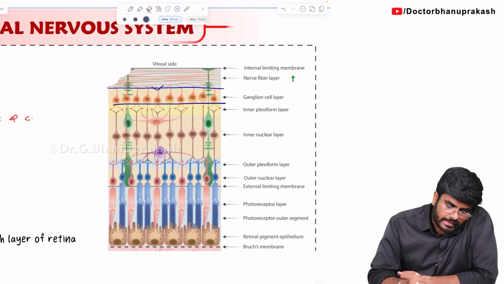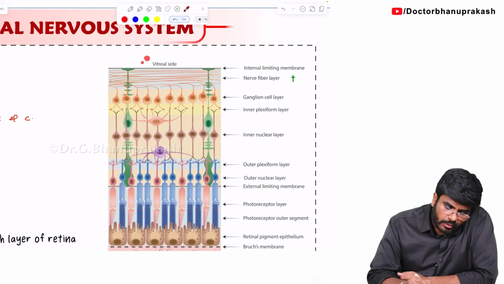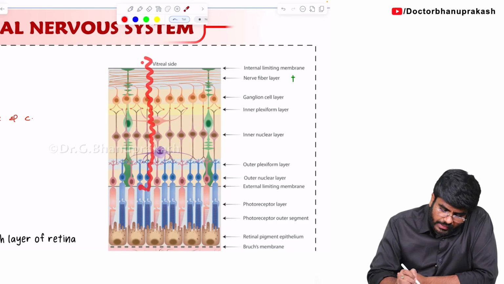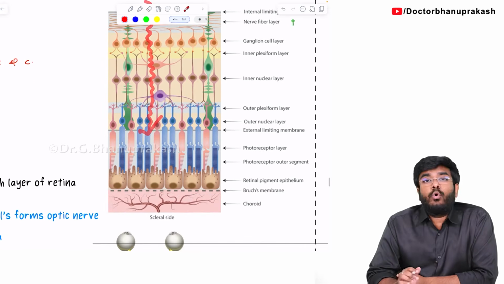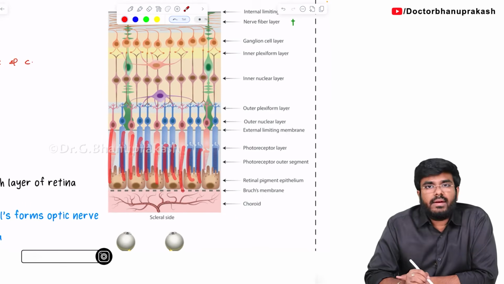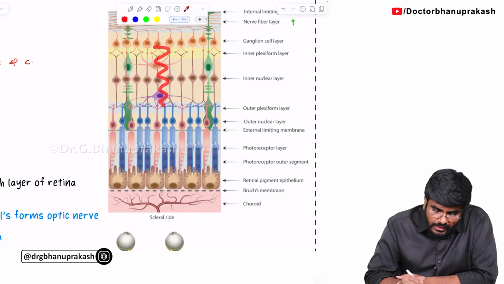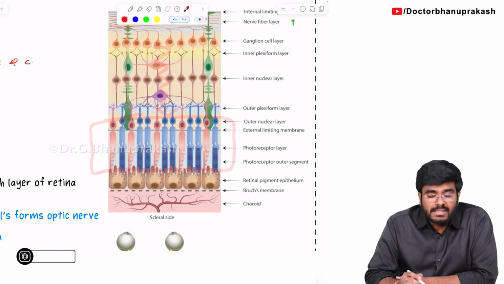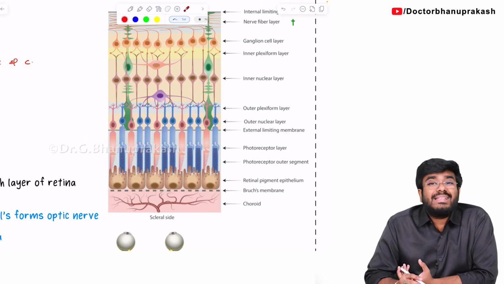Now this light goes through the ganglionic cell layer, and finally it is going to fall on the photoreceptor layer. Here you can see these are the cones, rods, rods, cones, rods, something like that. So now the light finally falls on the photoreceptor layer, which contains the rods and cones. Now these are the receptors of light. Now they are going to take this light energy.